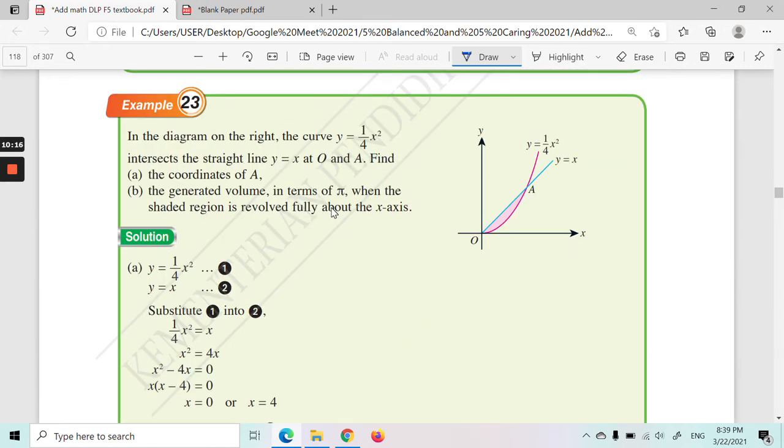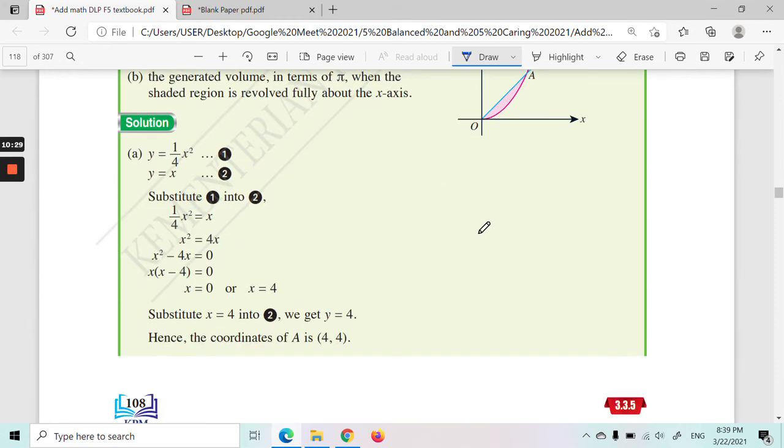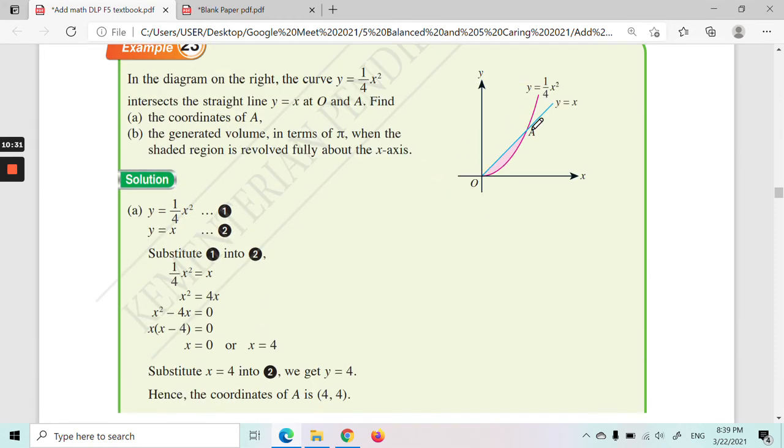So look at example 23. Example 23 involves the volume generated for the region bounded by the curve and also the straight line. For these cases, you need to subtract, just like the area formula. So can you imagine this?